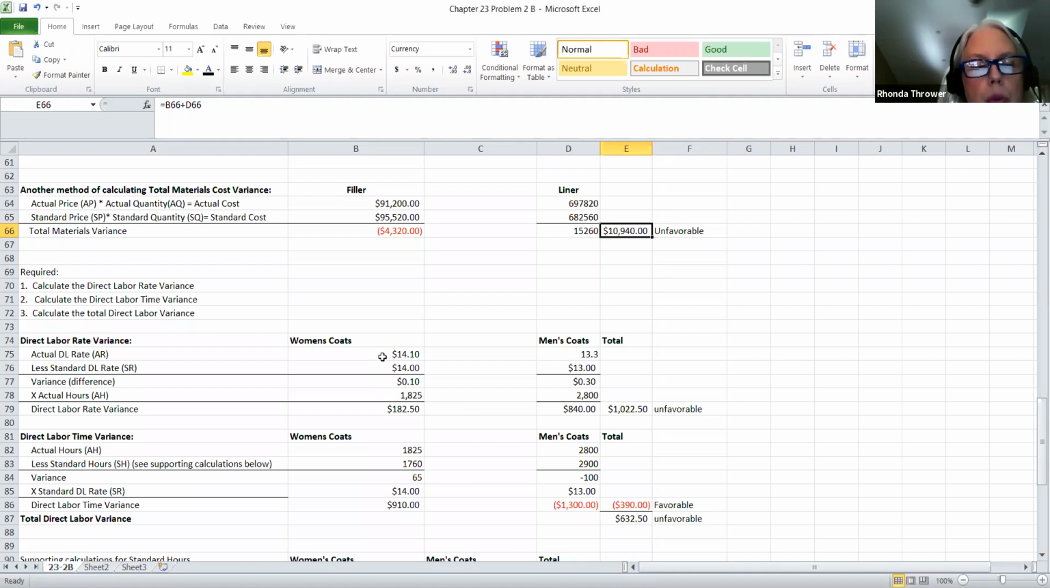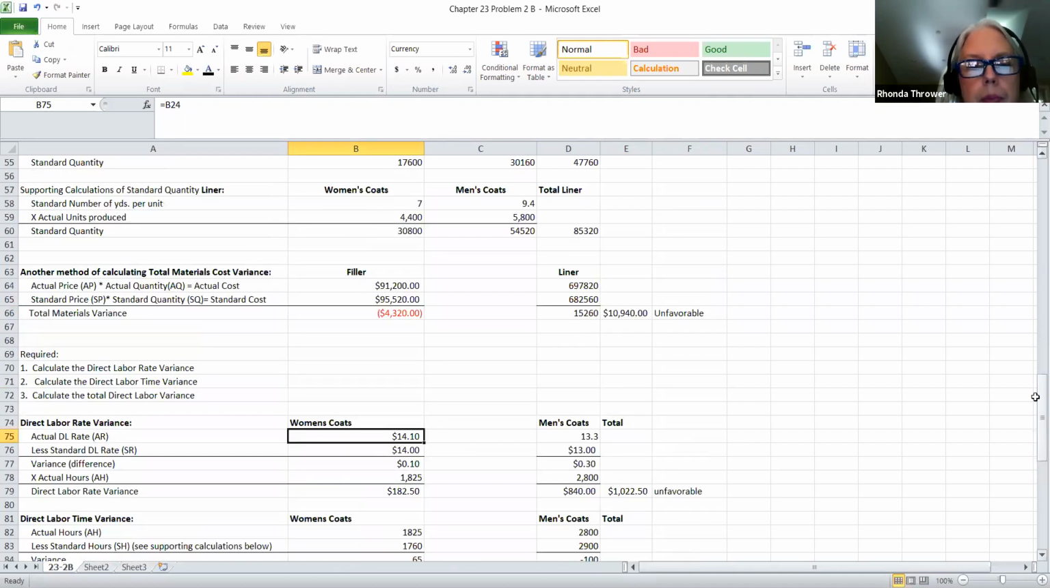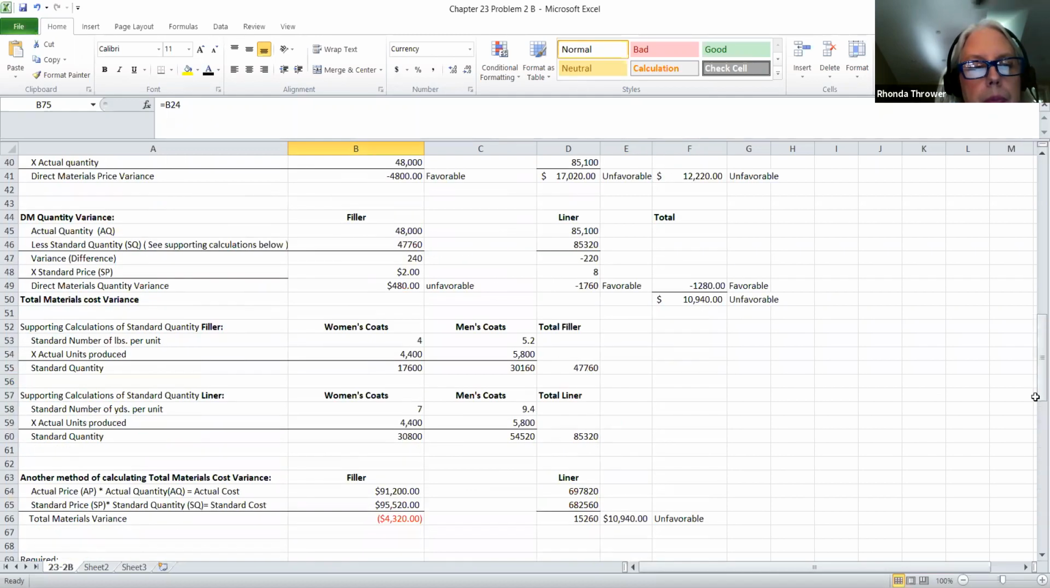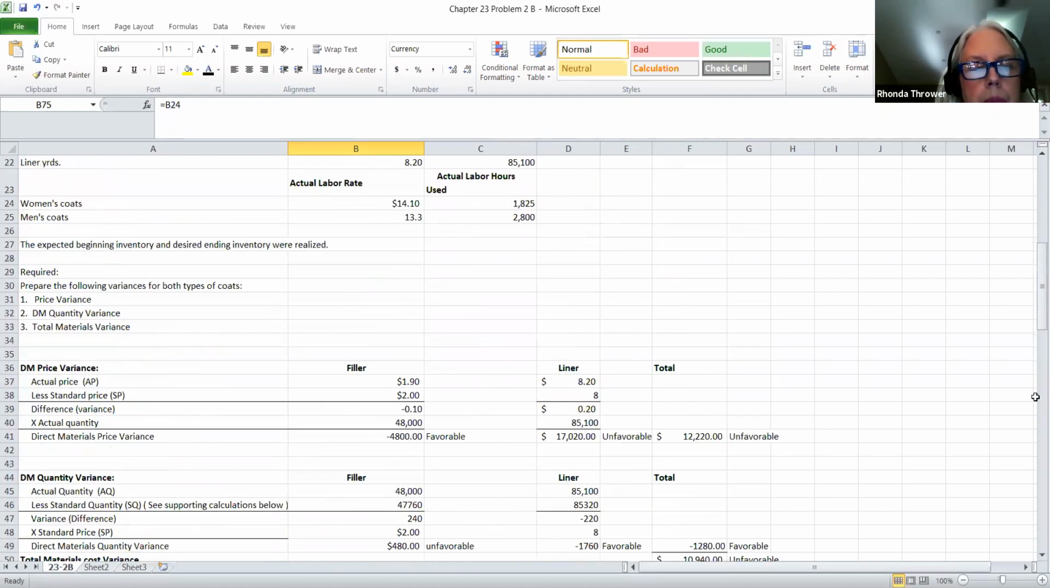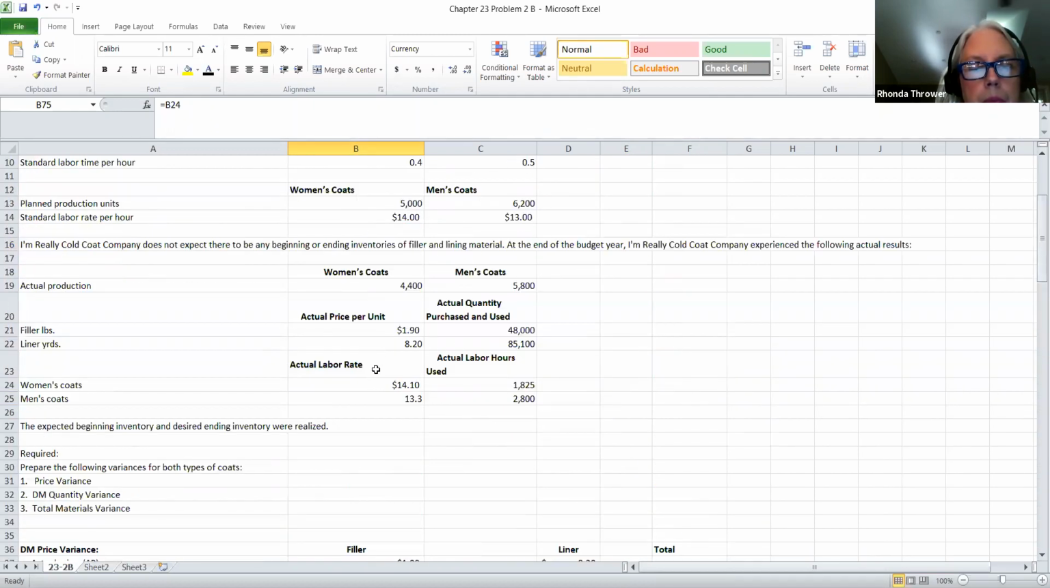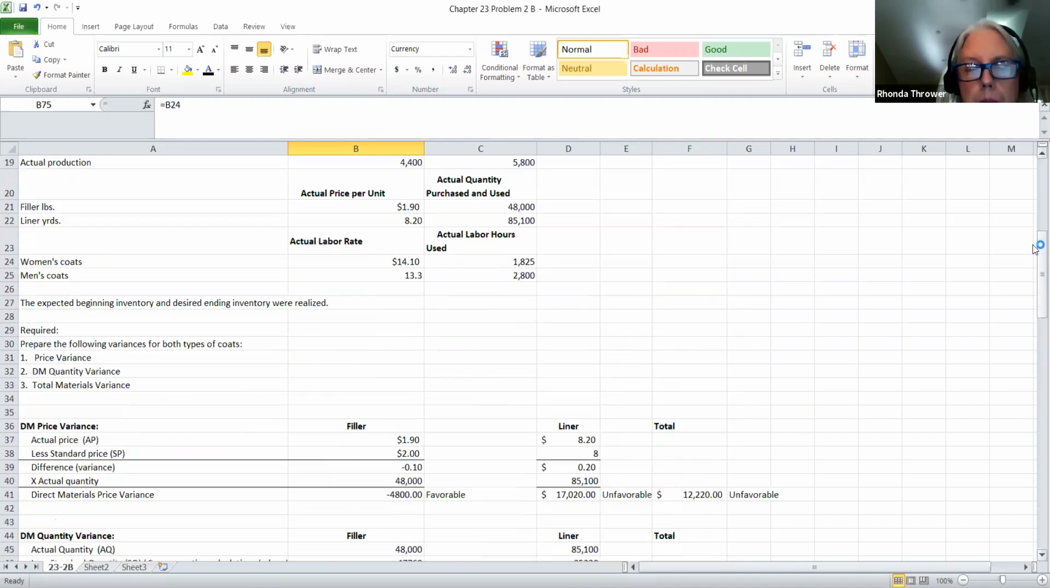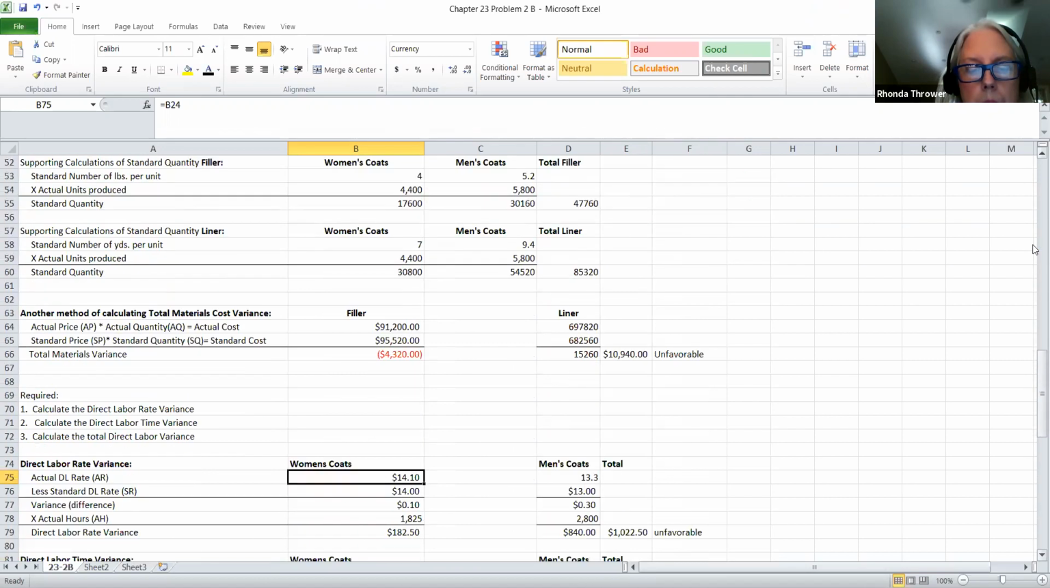So actual direct labor rate of $14.10 was given right here. The standard direct labor rate was also given.